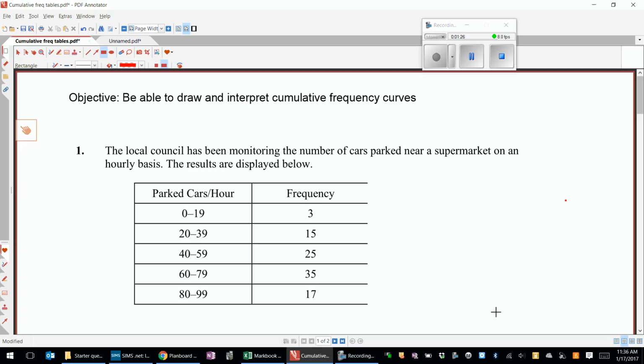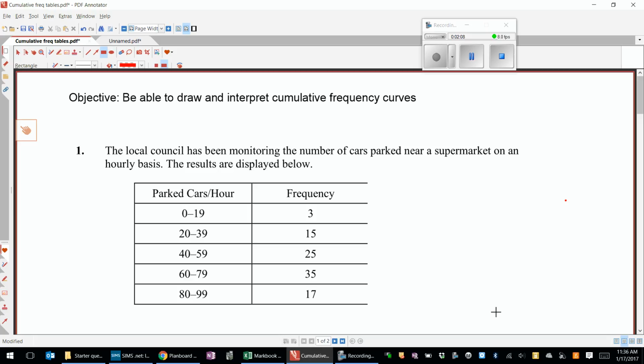Wow. Okay, we'll come back. What alarm bells would that ring in your head? Imagine if you're looking at it, you say 3 cars have parked somewhere between 0 and 19 hours at the supermarket. That in itself, you're like, oh, well, maybe it's just 2 hours. That is 0 to 19 hours. But then you're saying there are 35 cars that parked between 60 and 79 hours.